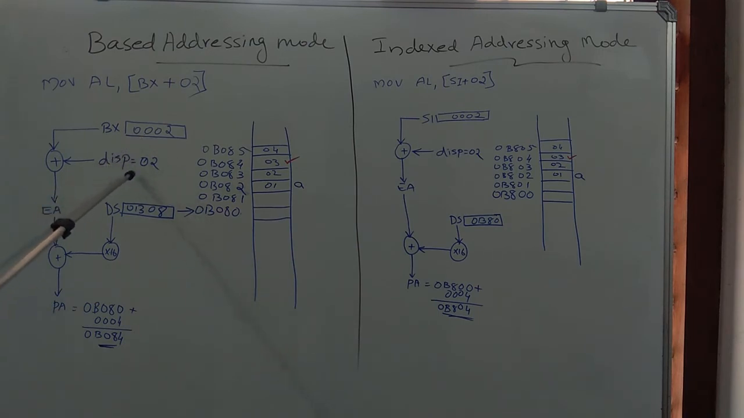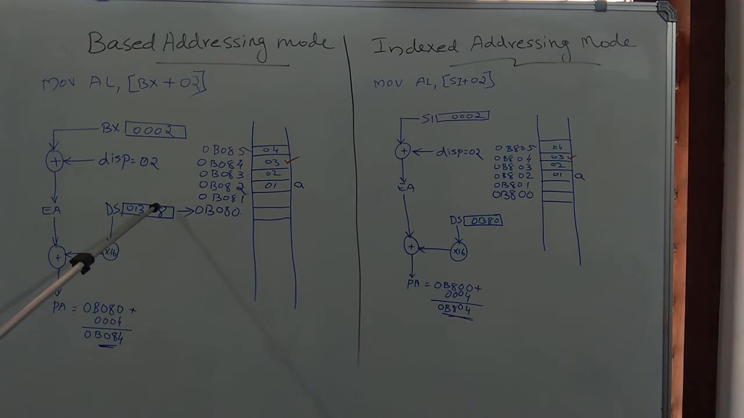Then the value, 8-bit or 16-bit, of the displacement is 02. It is an 8-bit value. The 8-bit value for the displacement is 02, and the DS register carries 0B08. The starting address of the data segment is 0B080.